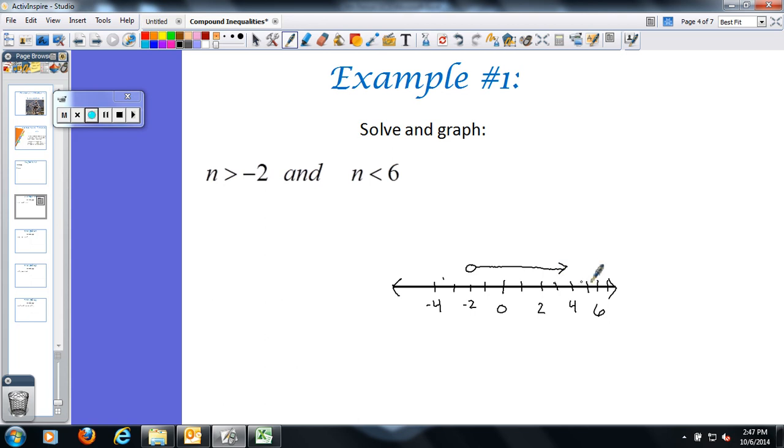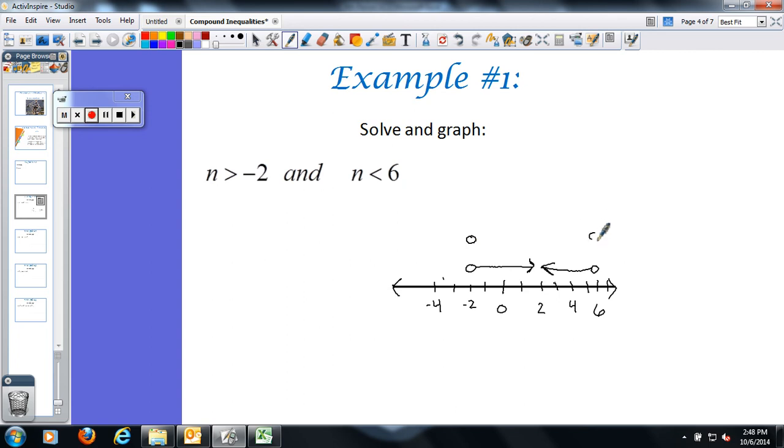And then at 6, again, I'm going to put an open circle. And I'm actually going to shorten this up a little bit. It's less than, 7 is greater than 6, but 4 is less than, so I'm going to go this direction. So this would be the graph.